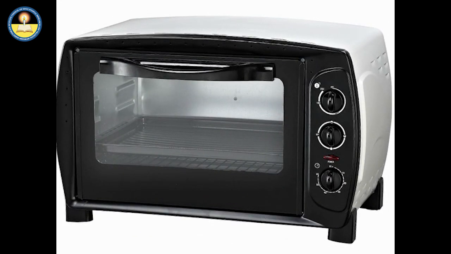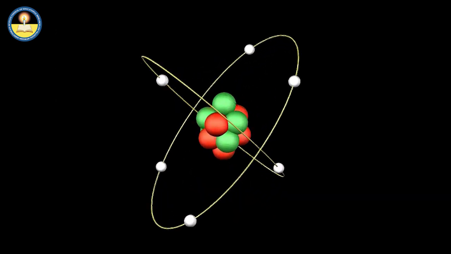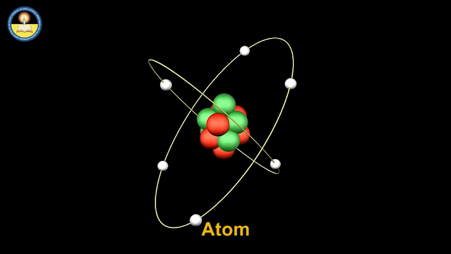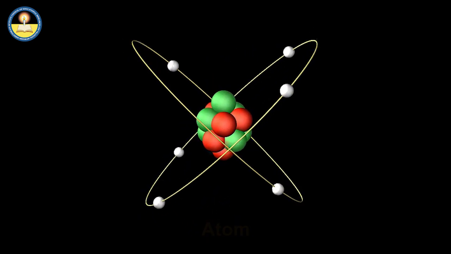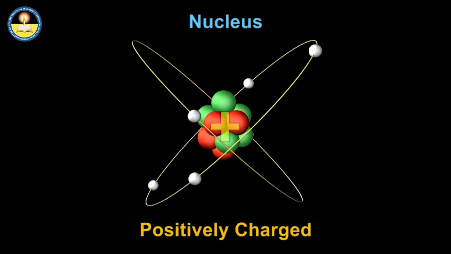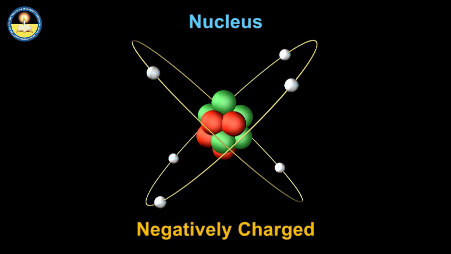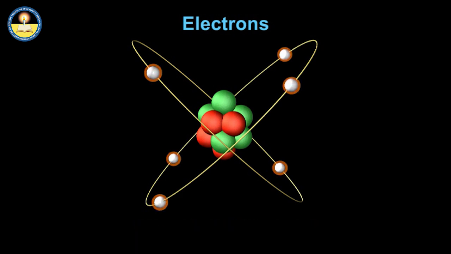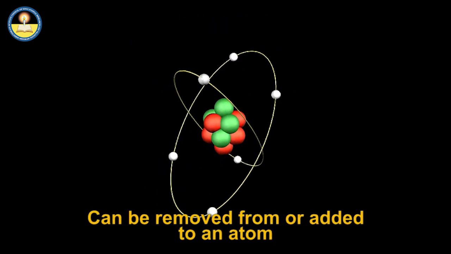The basic of all electrical phenomena is electric charges. We know that all substances are made up of atoms. An atom consists of a positively charged nucleus that is surrounded by negatively charged particles called electrons. However, the electrons are weakly bound to the atom and can be removed from or added to an atom.